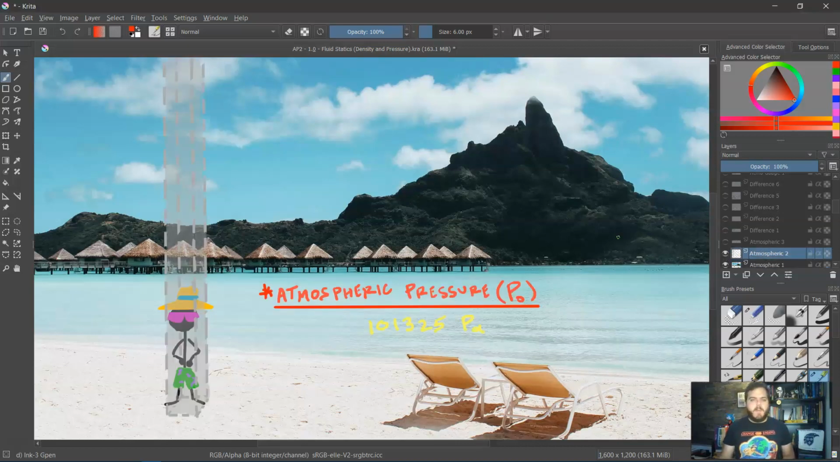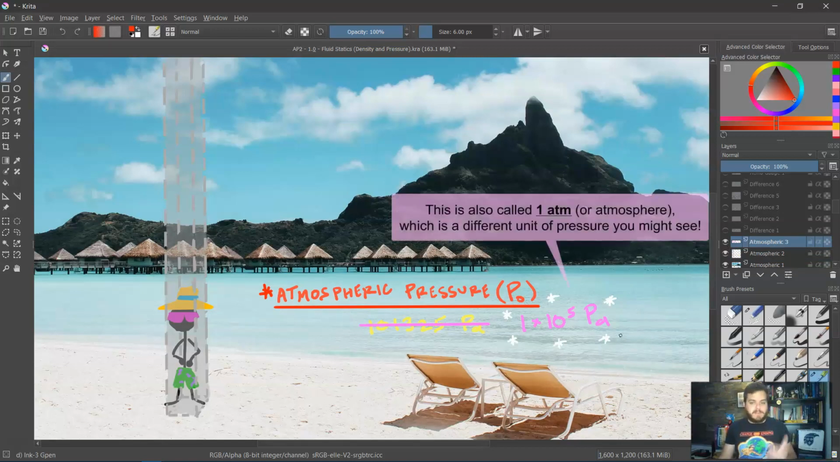There's going to be this weight of air from the atmosphere directly above you, pushing down on you, and all that weight is going to contribute to something known as atmospheric pressure, which we typically abbreviate with a capital P, lowercase 0. So that's really like P naught. The standard atmospheric pressure, the average at sea level, is 101,325 pascals. Now that is extremely specific. So to simplify things, we're going to just say that atmospheric pressure is equal to 1 times 10 to the 5th pascals.